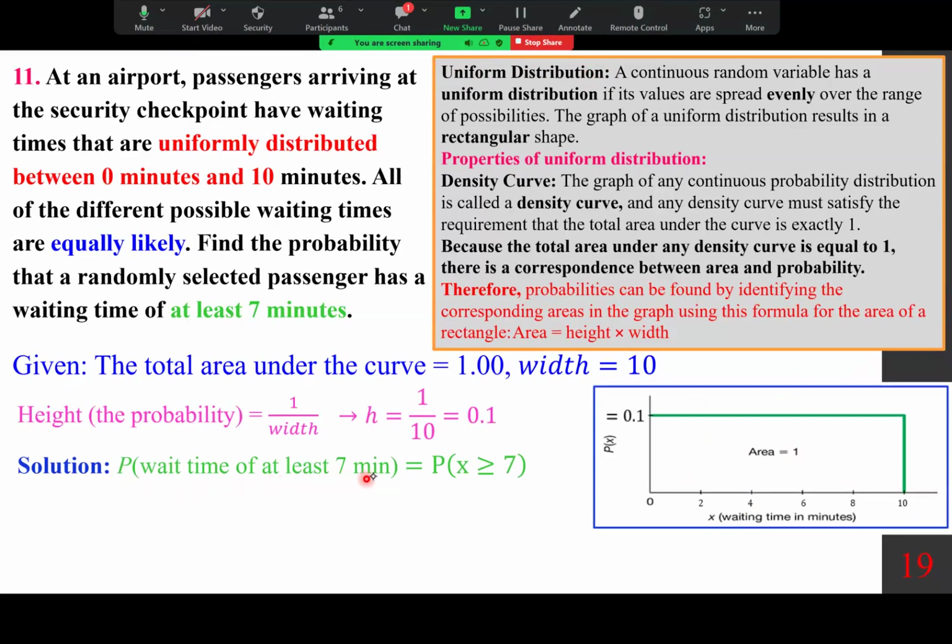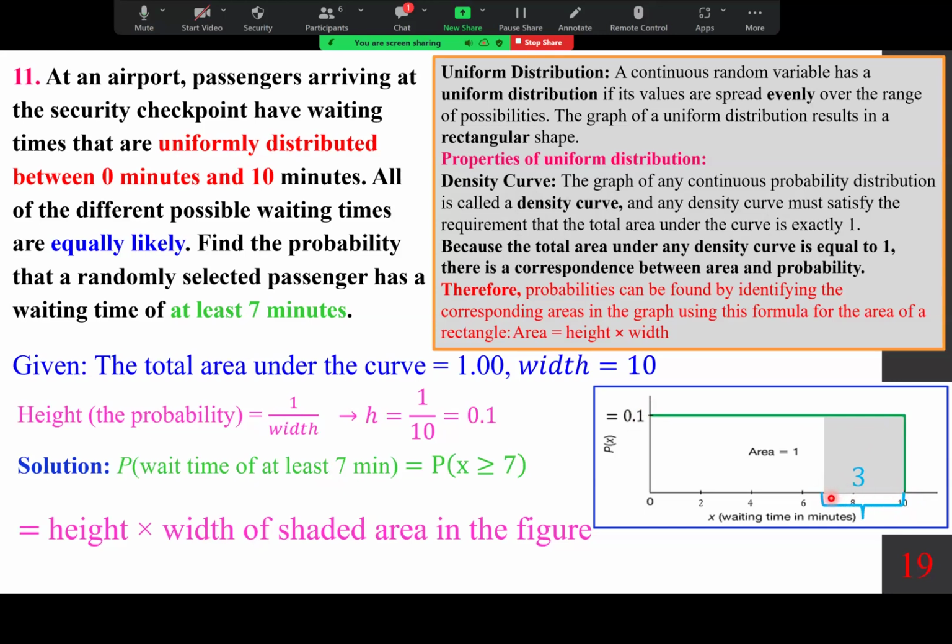Probability of a wait time of at least 7 minutes. That means find the probability of X larger than or equal to 7. So you locate the 7, and this area is of interest to us, which means the height, which is fixed at 0.1, times the width of this shaded region. What is the width of this shaded region? 10 minus 7, which is 3. So again, we want to go from 7 to 10. So the product, 0.1 times 3, is 0.3. So there is a 0.3 or 30% chance that a randomly selected passenger has a waiting time of at least 7 minutes.